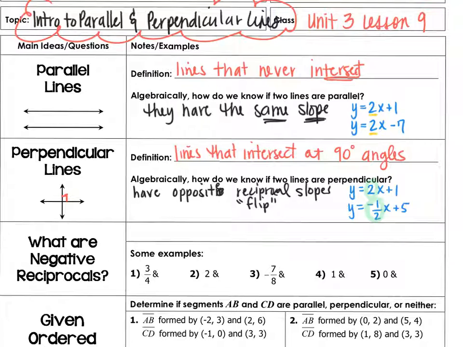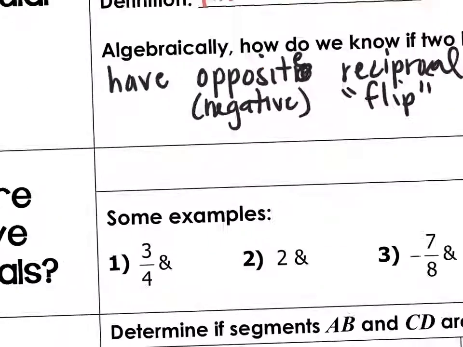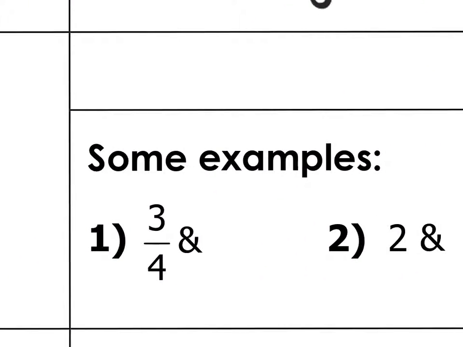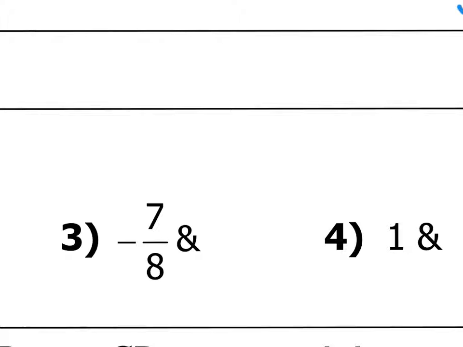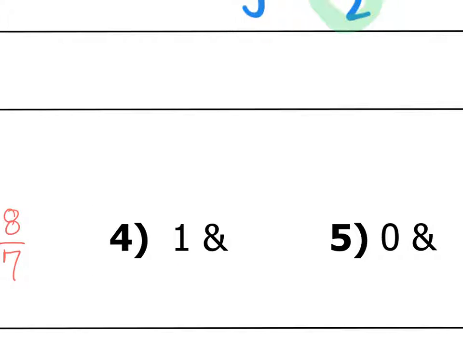I did say opposite because I meant opposite sign, so that means like negative reciprocal. So if it's positive, it's negative. If it's negative, it's positive. So here's some examples of opposite reciprocals. Let's say 3/4. The opposite reciprocal of that would be negative 4/3. If we have 2, the opposite reciprocal of that would be negative 1/2. If we have negative 7/8, the opposite reciprocal would be positive 8/7. If we have 1, the opposite reciprocal would be negative 1, because 1/1 is negative 1/1.